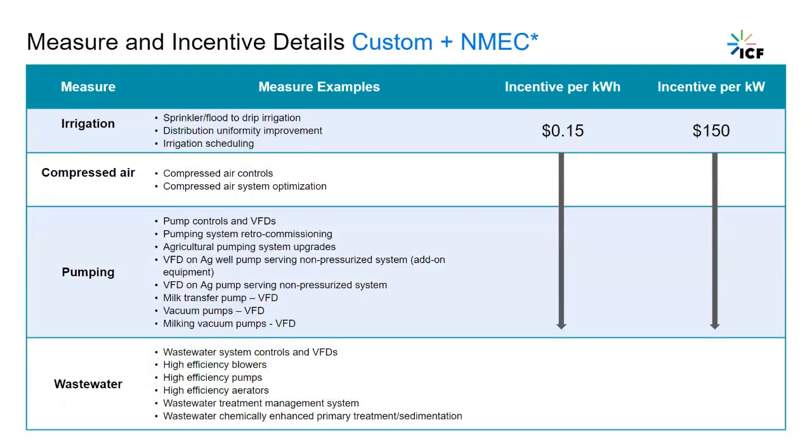Some more custom NMEC measures that we have on the electrical side include irrigation, compressed air, pumping, and wastewater measures. Same incentive rate of 15 cents per kilowatt hour, and then $150 per kilowatt. Next slide, please.